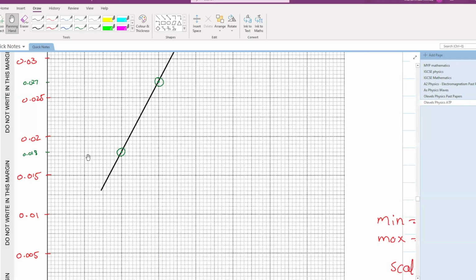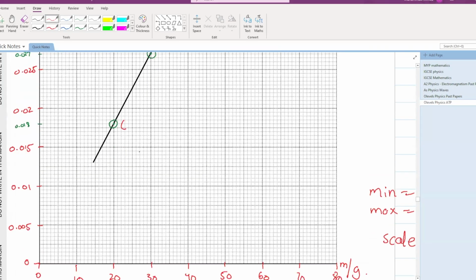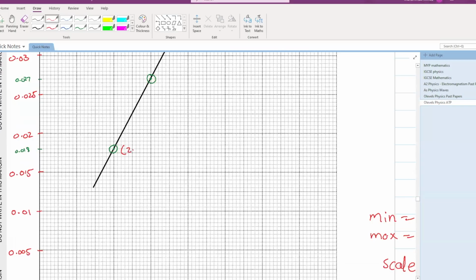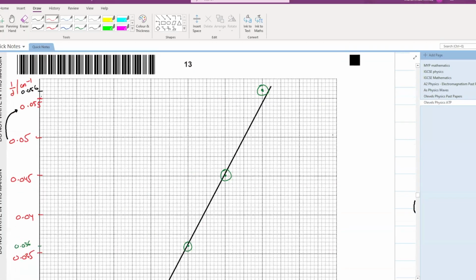Which 2 points can I take here? Maybe let's say this point. This point was the first point. This was 20 and 0.018. Perfect. Which second point can I take? Maybe this point. Yeah, we can take this point.